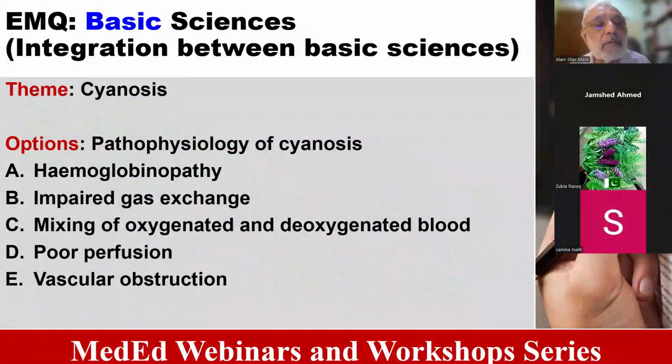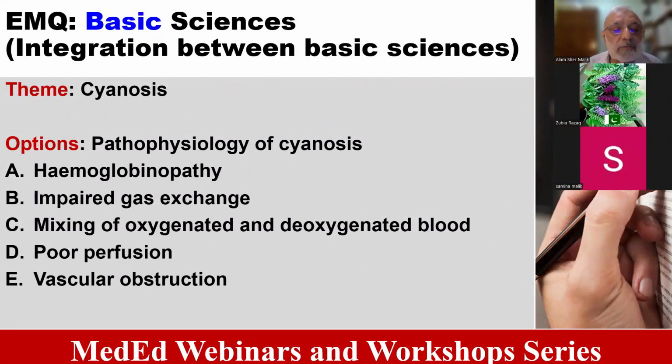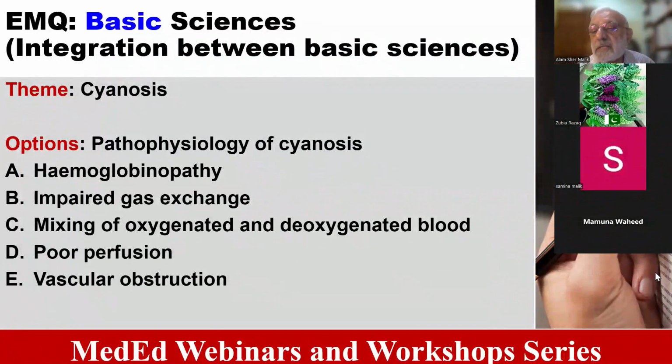Now look at here. Let's start with the basic sciences, and the theme is cyanosis. And here is the integration between basic sciences itself. So the theme is cyanosis. Options, pathophysiology of cyanosis. A is hemoglobinopathy, B is impaired gas exchange, C mixing of oxygenated and deoxygenated blood, D poor perfusion, and E vascular obstruction. So these are the five options, each one related to the pathophysiology of cyanosis.